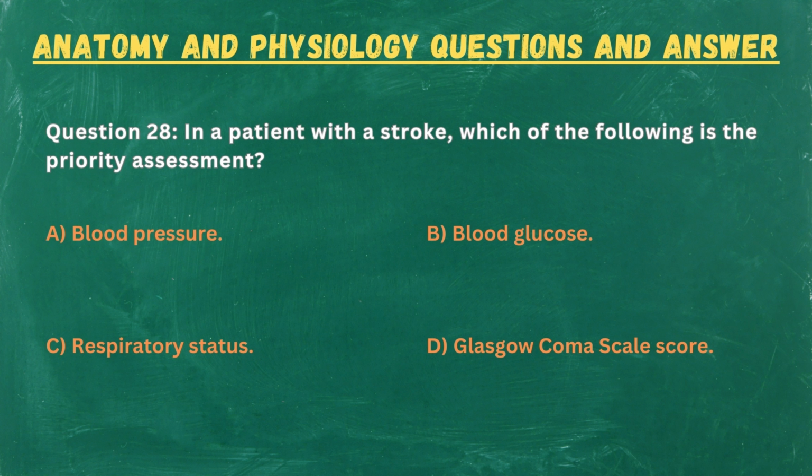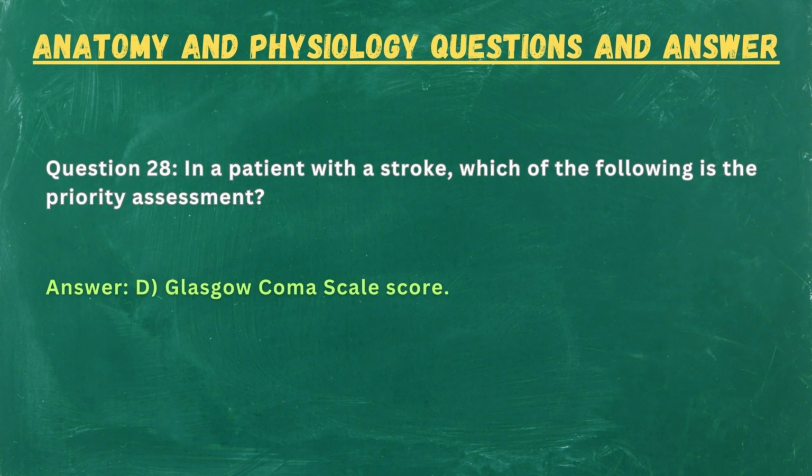Question 28. In a patient with a stroke, which of the following is the priority assessment? A. Blood pressure. B. Blood glucose. C. Respiratory status. D. Glasgow Coma Scale score. Answer D. Glasgow Coma Scale score.